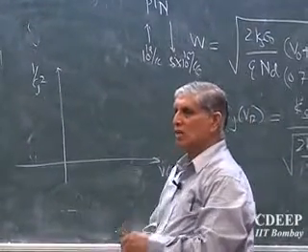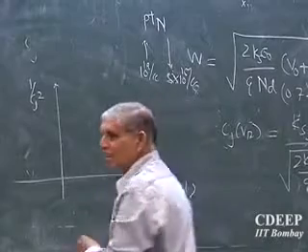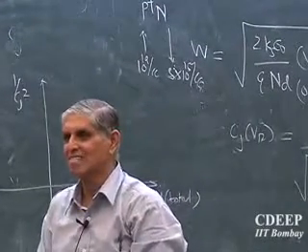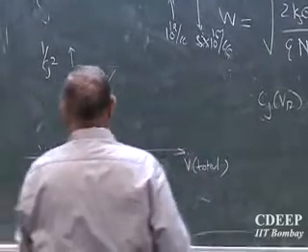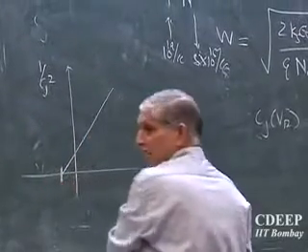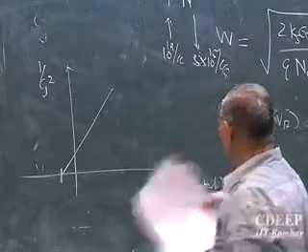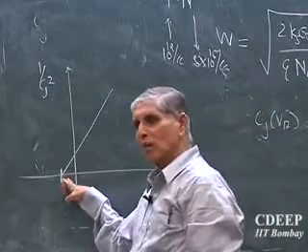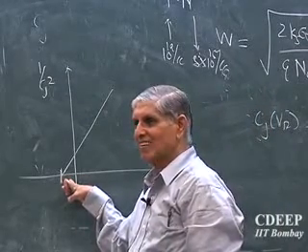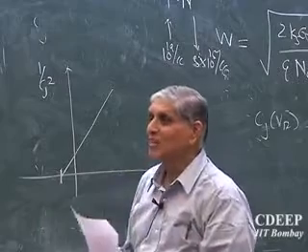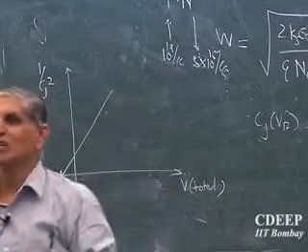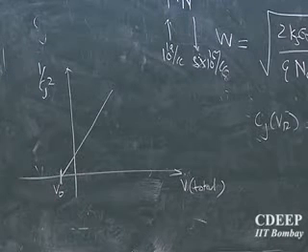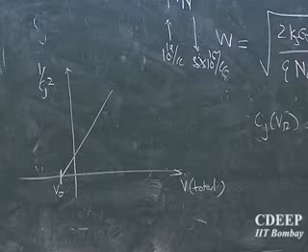What will the curve look like? Straight line. Where will it intersect? At the y-axis. What is this value? This is a minus value. So what is this value? V0. So if I now plot 1 upon C square versus V characteristic for reverse bias, the intercept on the x-axis is essentially the built-in voltage.